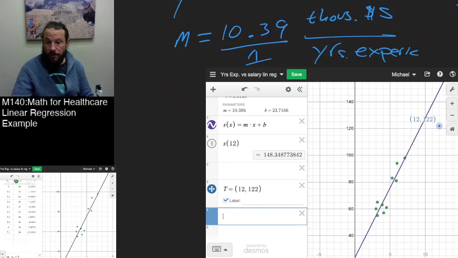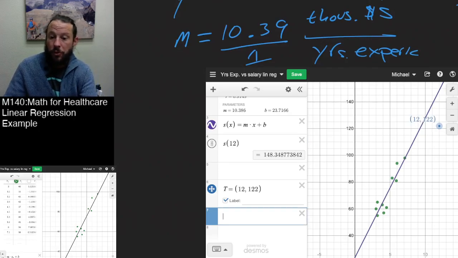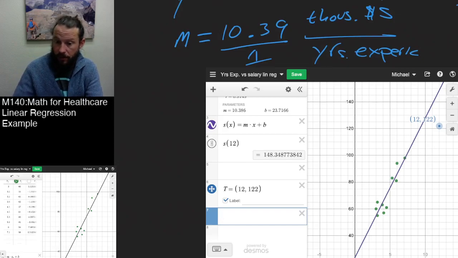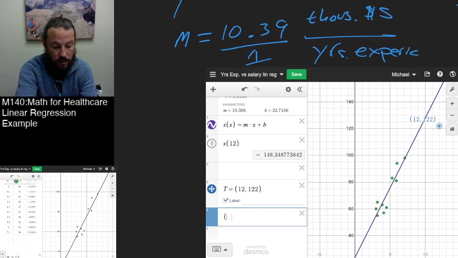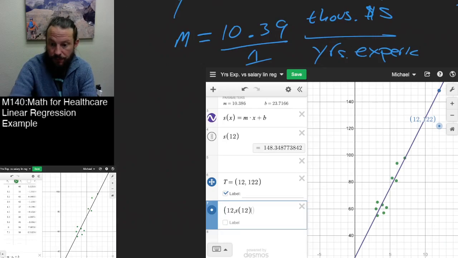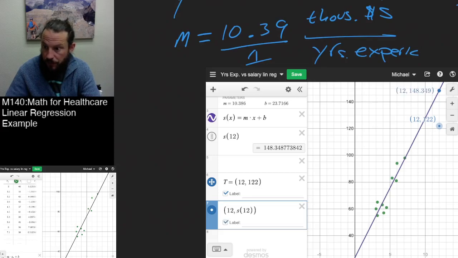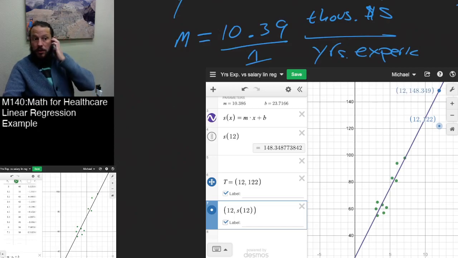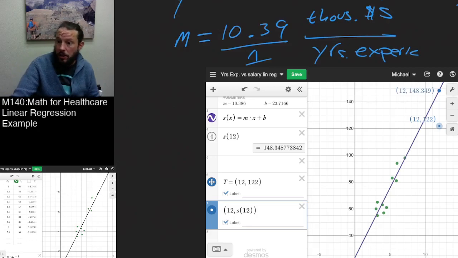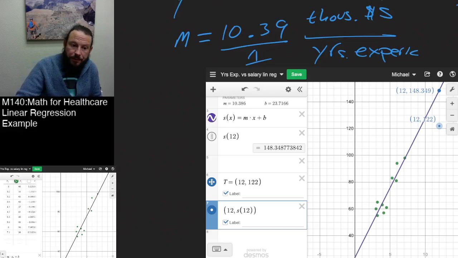is there. That's the point of the real salary, and our predicted one is straight up from that, where it hits the line. I'll enter that. That was 12, and I'm just going to put S of 12. Okay. So I see that point up there, and there it is. That's our predicted value. Okay, so they're a good bit off.